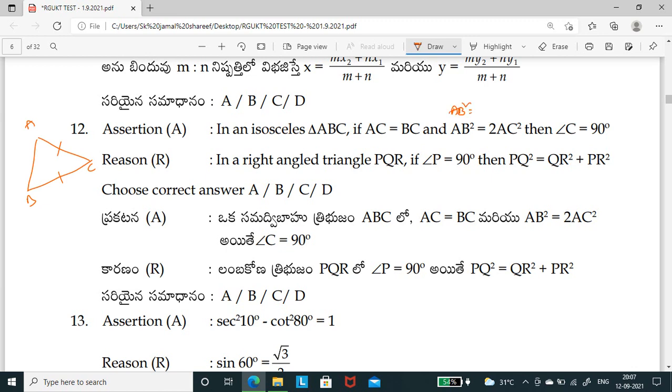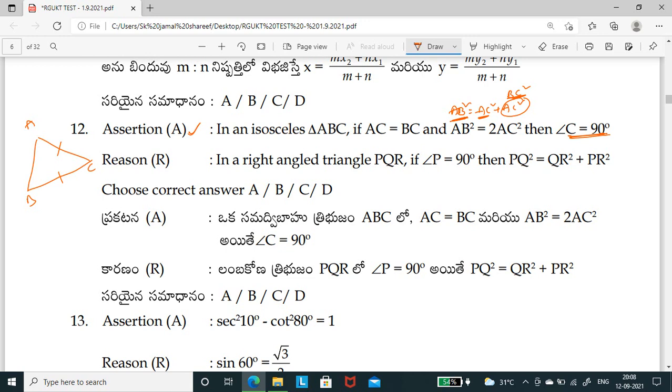So AB square is equal to AC square plus AC square. Instead of one AC, what can I write? I can write BC square. So AB square is equal to AC square plus BC square. This is possible only when it follows Pythagoras theorem. Pythagoras theorem is applicable only for right angled triangles, right? So here AB is the hypotenuse, so angle C is equal to 90 degrees by converse of Pythagoras theorem. So the assertion is true here.